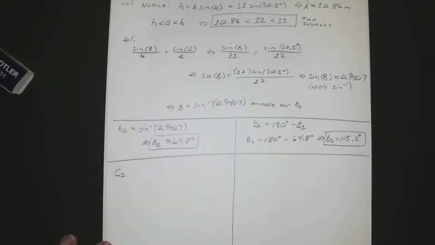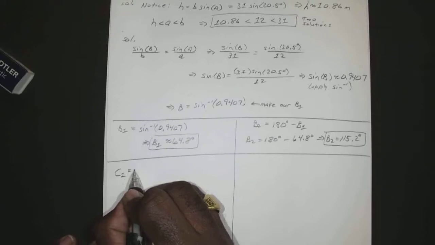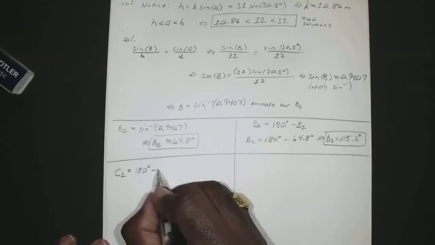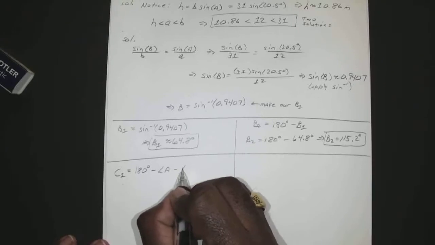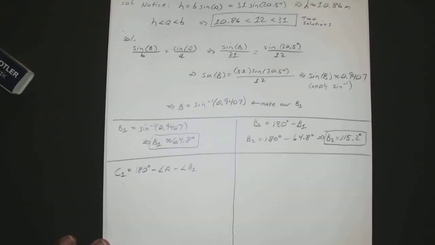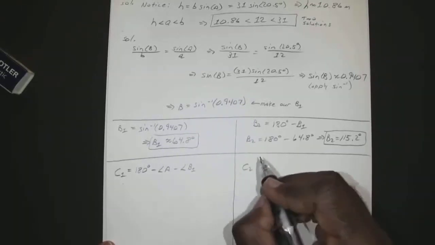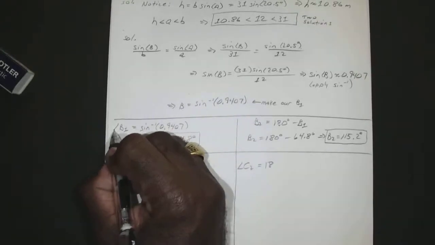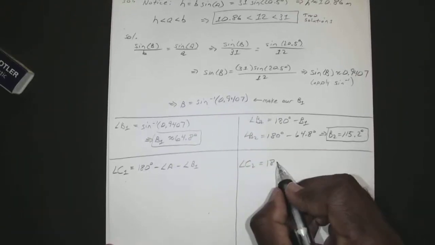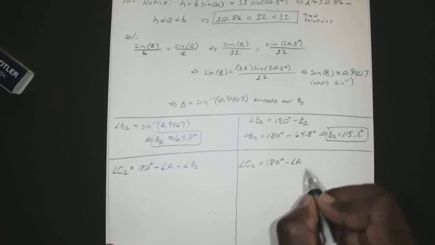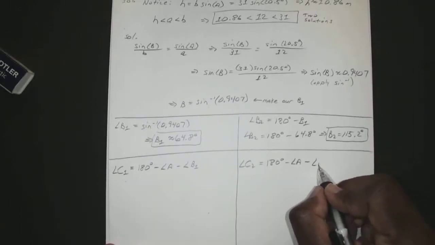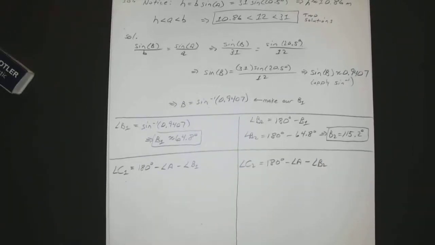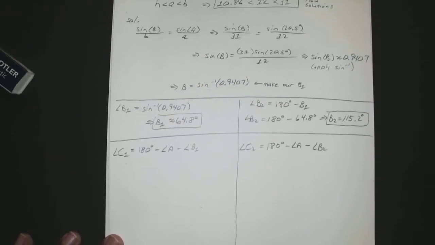Now for C1, remember that's 180 degrees minus angle A minus angle B1, because angle A is exactly the same for both. And to solve for angle C2, that's going to be 180 degrees minus angle A minus angle B2. So you're going to do the same for both. It's just that your B and C are going to be a little bit different.